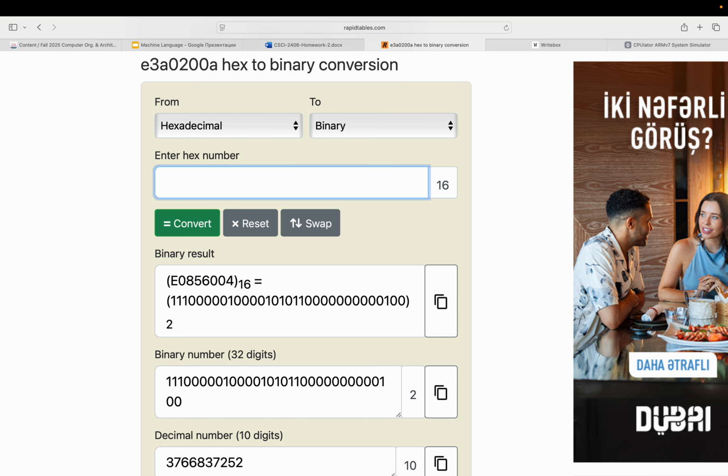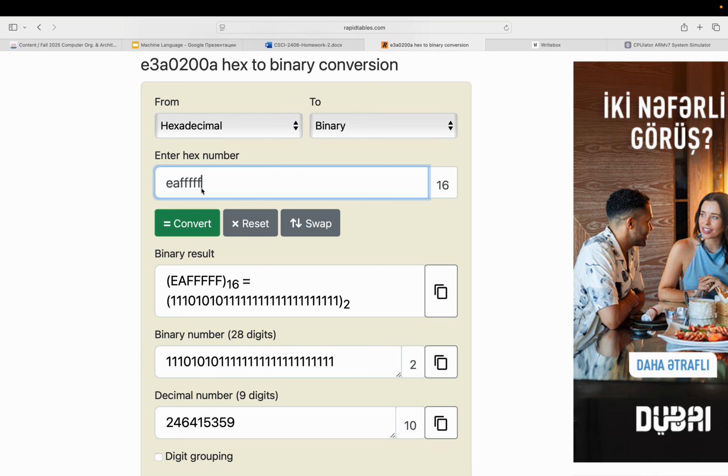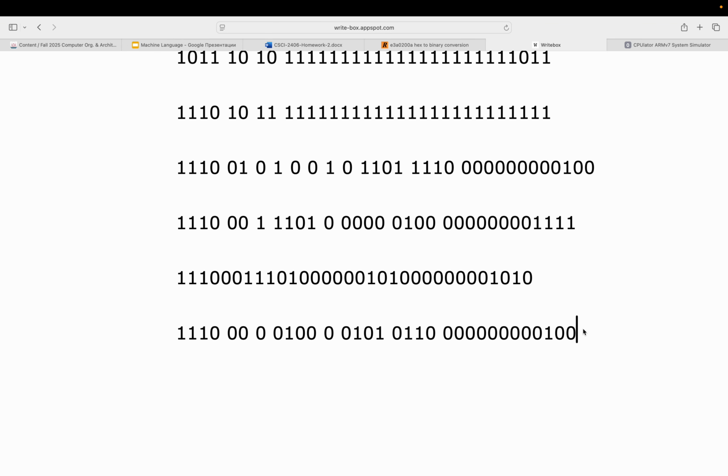We have EA, FF, FFF. So we have 5 Fs. Let me check if I wrote it correctly. 1, 2, 3, 4, 5. Yes, it's correct. Copying, pasting, and this is what we have. So this is what we have so far. Let me divide them, and then I'm gonna explain.